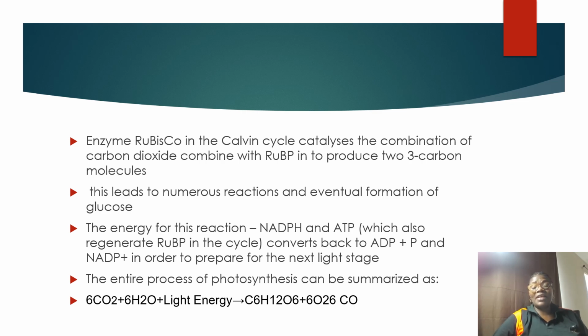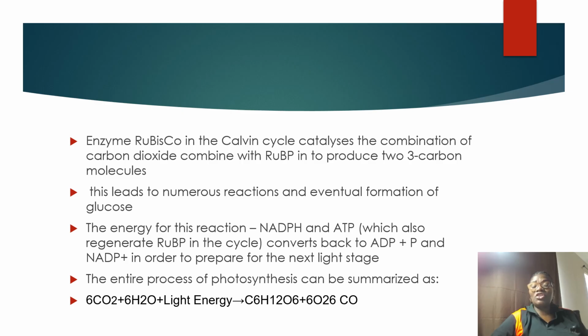It's a very essential enzyme, which helps in the combination of carbon dioxide with RuBP to produce 2, 3-carbon molecules. And this leads to a series of reactions, a series of combinations that gives rise to different carbon molecule compounds. At the end of the day, we have a 6-carbon molecule compound being formed, which is glucose. The energy for the series of reactions is actually from the NADPH and the ATP.